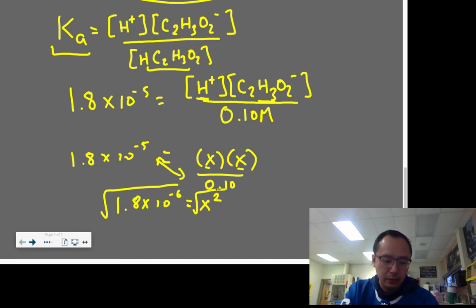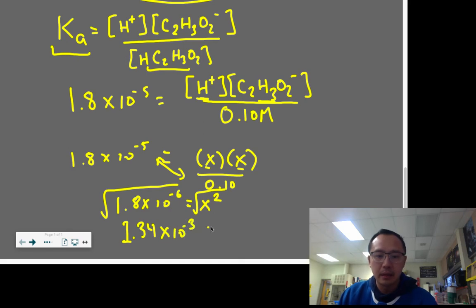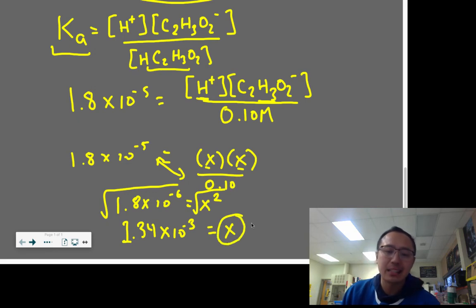So I'm going to take the square root of the answer I just got. So then my answer is 1.34 times 10 to the negative 3 is equal to x. So then you have to go back, and what does x represent?